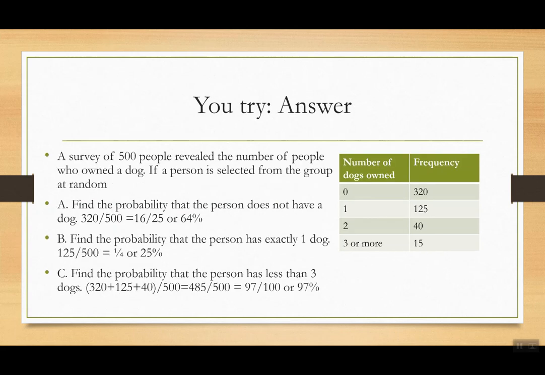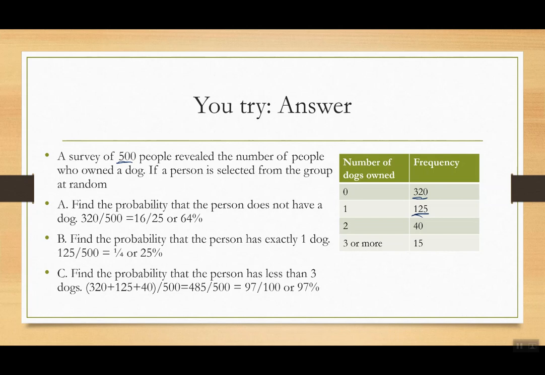All right, so let's start with the person does not have a dog. We can see there are 320 people that don't have a dog. Of the 500 people that I told you were surveyed, 320 over 500 is 16 over 25 if we reduce it to a smaller fraction, or 64% if you change it to a decimal and then to a percent. Same thing for exactly one dog, I can see 125. So I do 125 over 500, which is 1/4, which is easily 25%.